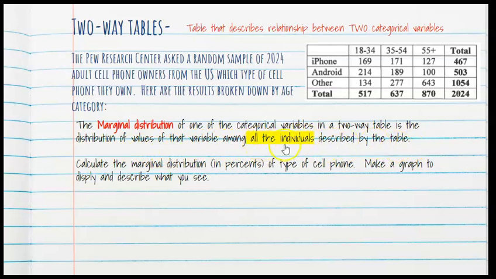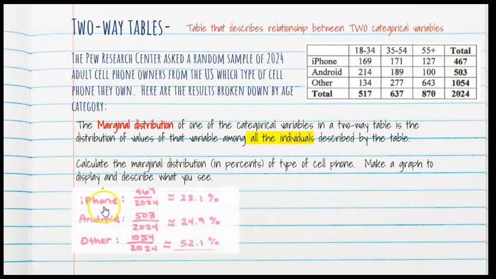Now, that's key, all the variables, because you're going to divide by the total of the whole table, because marginal has to do with totals, table totals, basically. Calculate the marginal distribution in percents of type of cell phone. Make a graph to display and describe what you see. Okay, so marginal distributions, we're going to take the totals of each cell phone and divide them by the table totals. So here's my work.